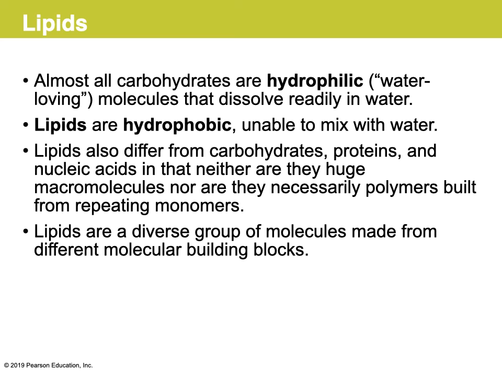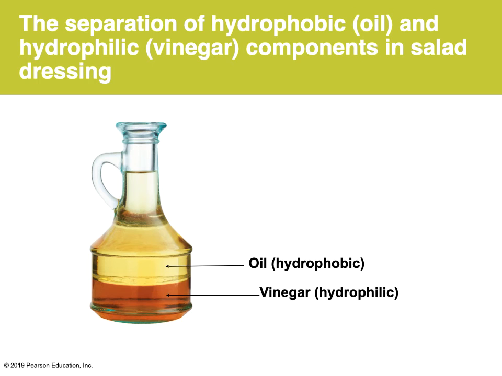Now, lipids differ from carbohydrates, proteins, and nucleic acids in that neither are they huge macromolecules, nor are they necessarily polymers built from repeating monomers. So that's why we tend to separate them out from those other three types. But they are a diverse group of molecules made from different molecular building blocks. And again, most of us are familiar with the fact that you can't mix oil and vinegar if you're making something like a salad dressing, that if you shake it up and let it sit for a while, they will separate out. That's because vinegar is basically an aqueous solution, and oil will not mix with that, so you see that layering form.